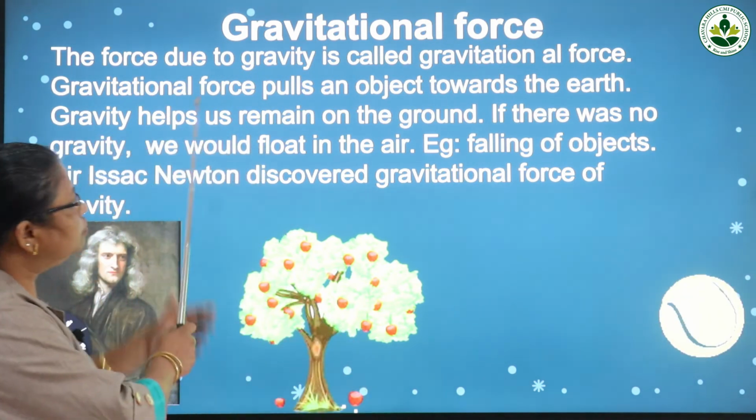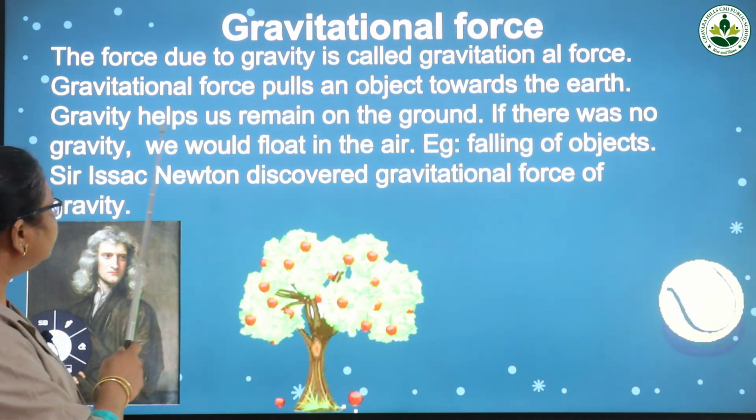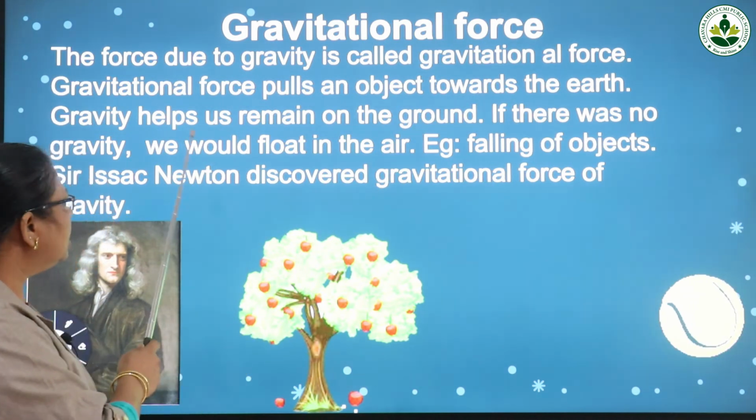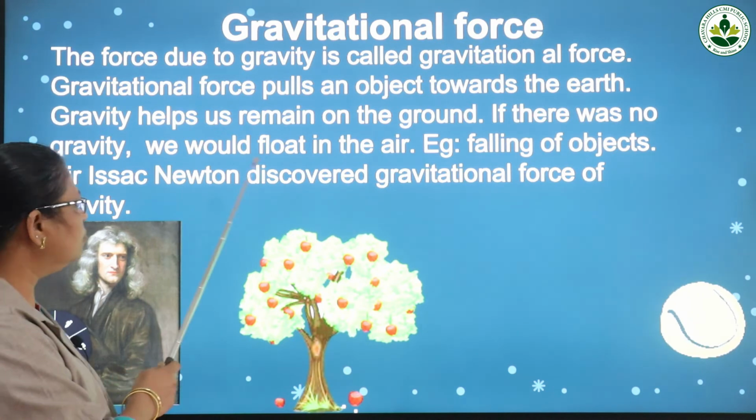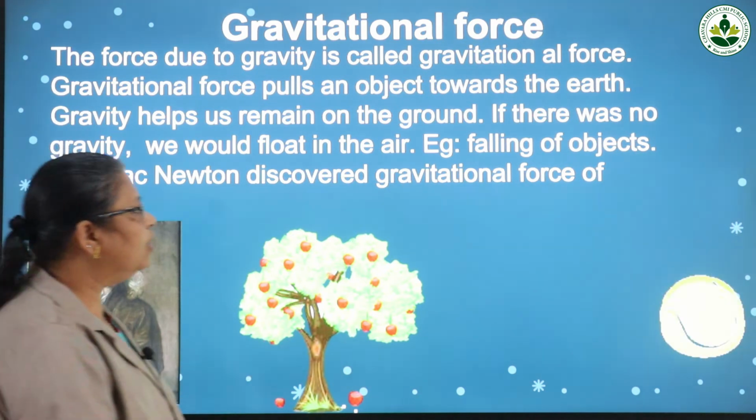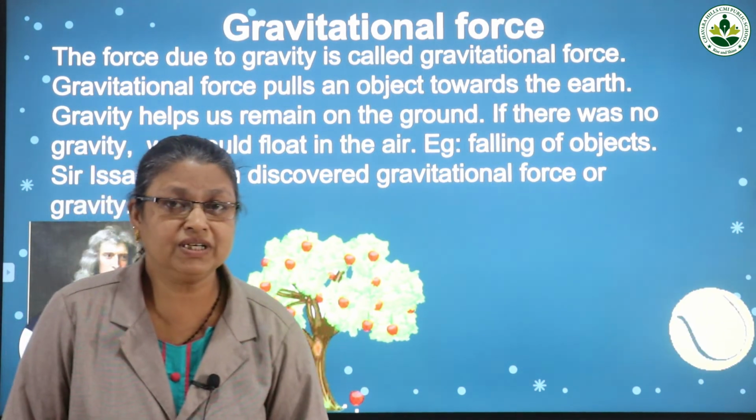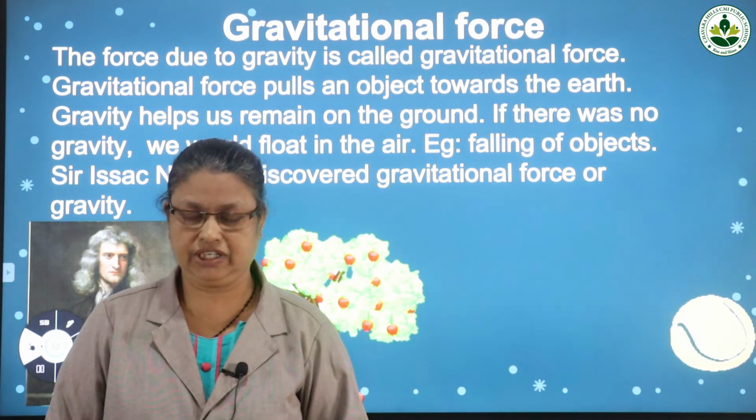So, the force due to gravity is called gravitational force. Gravitational force pulls an object towards the earth. Gravity helps us remain on the ground. If there was no gravity, we would float in the air. Example, falling of objects. And Sir Isaac Newton discovered gravitational force or gravity.